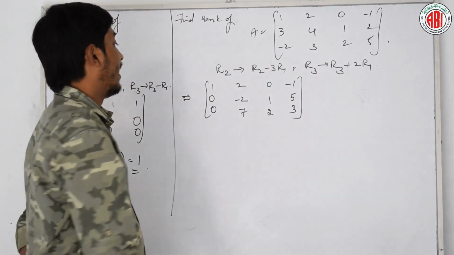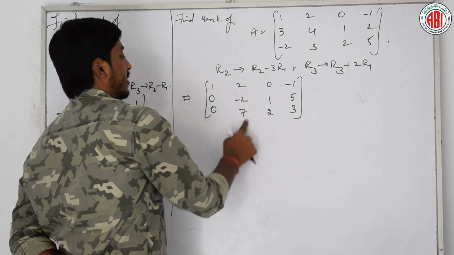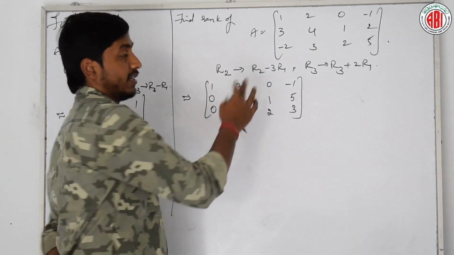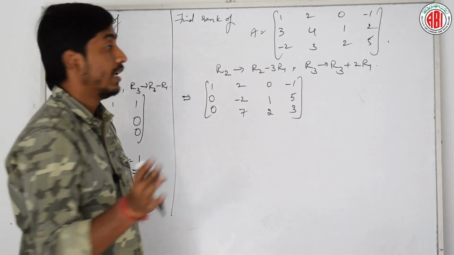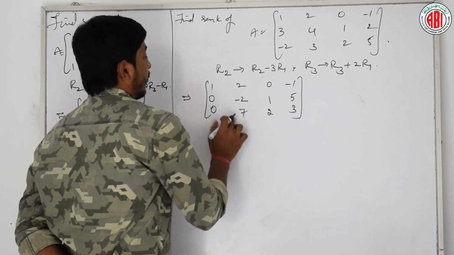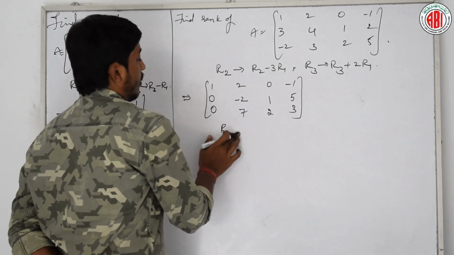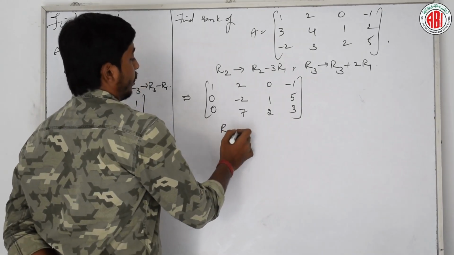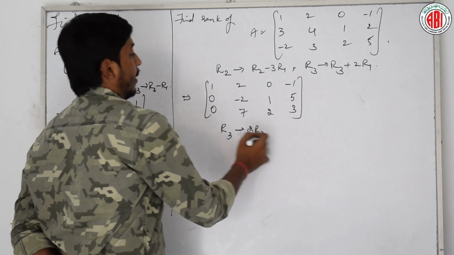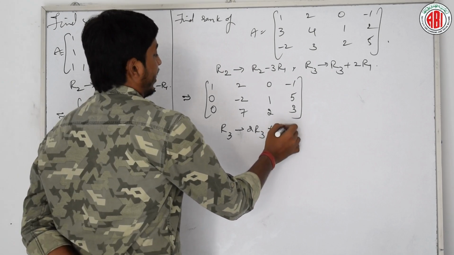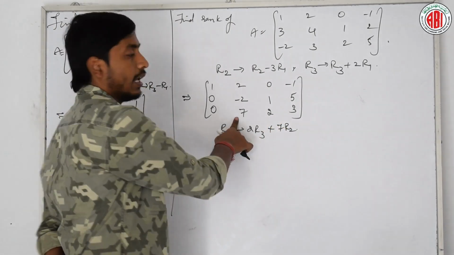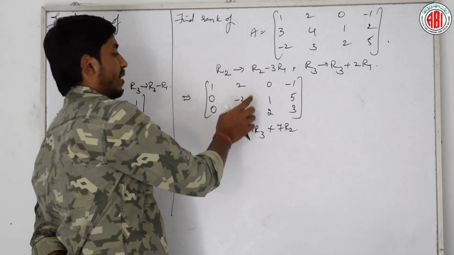Is it fine? And the next step we have to make this term as 0. How to do? 7, 2. What is the LCM of 7 and 2? If you don't understand, take the LCM of 7 and 2. What is it? 14. When do we get 14 in the 7 table? 2 into R3, right? Plus 7 into R2. Can you understand this? 2 7s are 14. Plus into minus will be minus, 7 2s are 14.